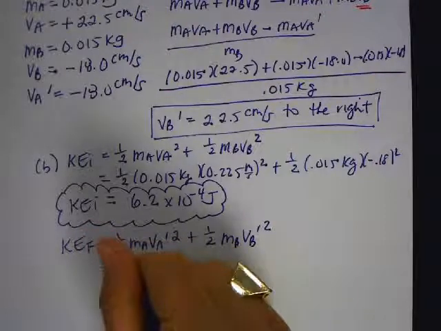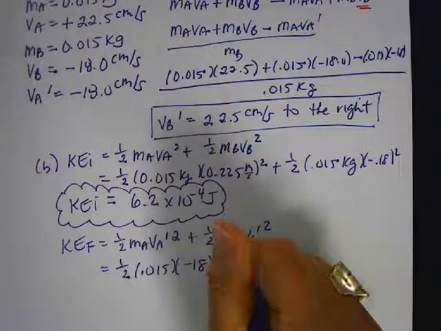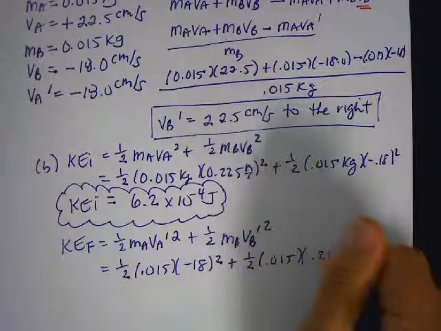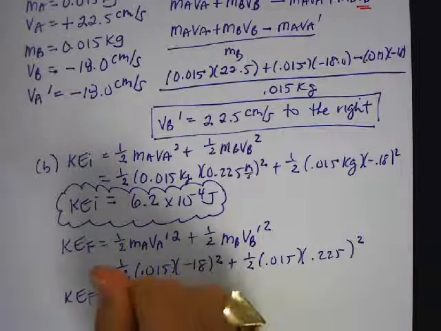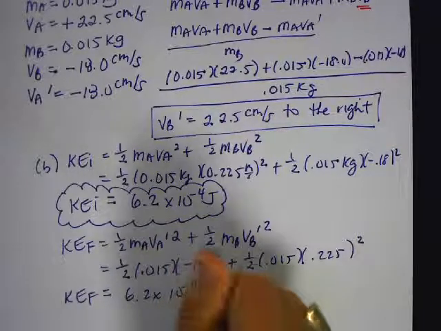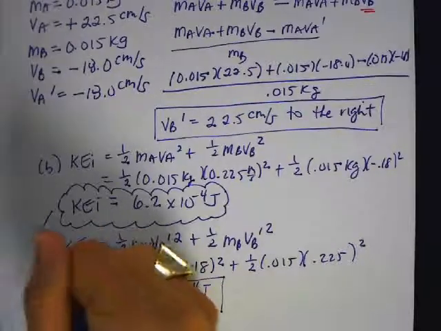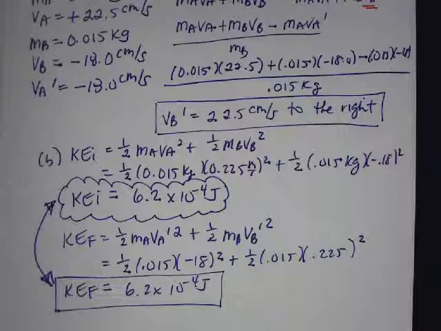So this is 1/2 of 0.015 times negative 18 squared plus 1/2 of 0.015 times 0.225 squared. So when we do all this stuff, the final kinetic energy comes out to be the same. And this is what they meant by verifying your answer by calculating the total kinetic energy before and after. And that's what we did.